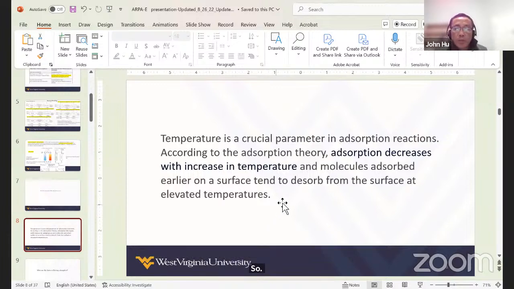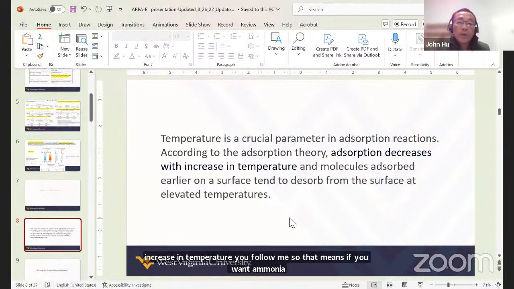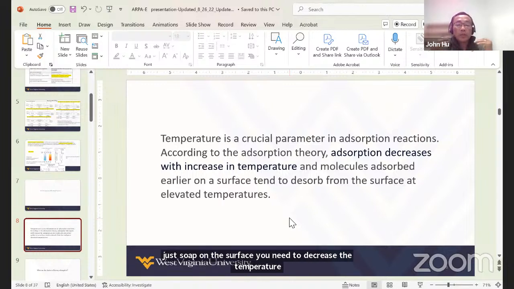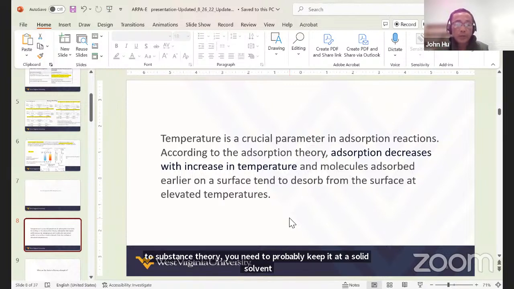Temperature is a crucial parameter in adsorption. According to adsorption theory, adsorption decreases with an increase in temperature. You follow me? So if you want the ammonia to adsorb on the surface, you need to decrease the temperature. Increased pressure doesn't help if the solid sorbent temperature is high, because they try to push the ammonia out. So to say it a different way, according to adsorption theory, you need to keep the solid sorbent at a relatively lower temperature. Follow me? So ammonia can adsorb on the surface. All right.